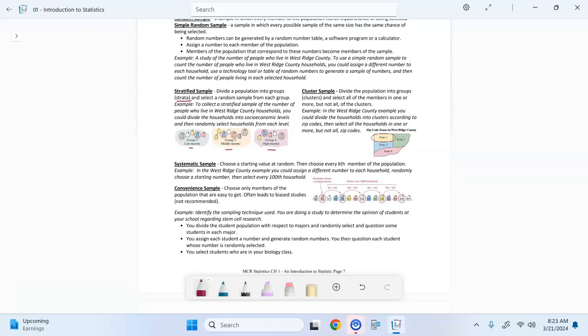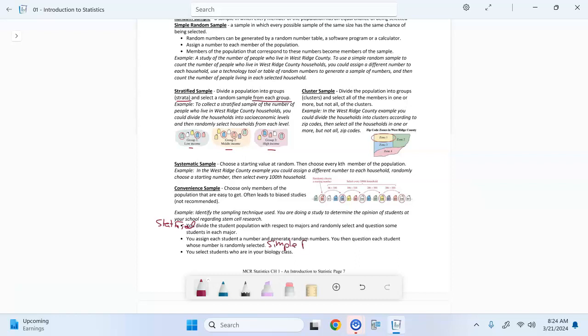We broke them up into groups based on a feature. And then we chose someone from every major. Okay? Sample from each group. That's going to be our stratified. Next: you assign each student a number and generate random numbers. You then question each student whose number is randomly selected. Simple random numbers.